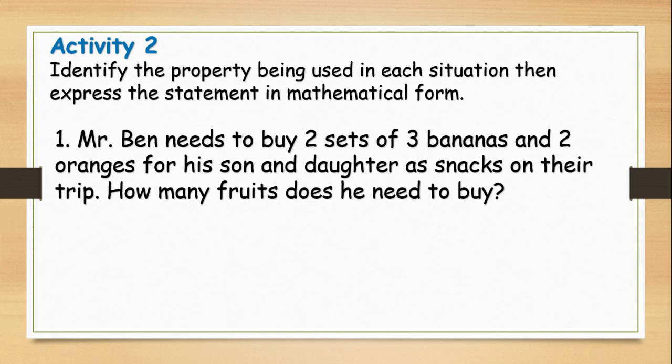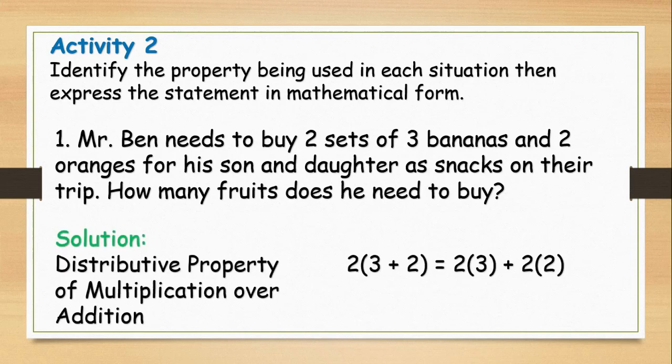Okay, tingnan natin kung tama ang inyong nakuhang sagot. So, ang solusyon natin, siya ay nasa distributive property of multiplication over addition. Yung 2 sets ay yung factor, and then yung 3 bananas and 2 oranges ay ipag-add. So, we have 2 times the quantity 3 plus 2 equals 2 times 3 plus 2 times 2. So, ang magiging sagot ay 2 times 5 is 10, while 6 plus 4 is also 10. So, we have 10 fruits. Well done! Natapos natin ang properties of operation.